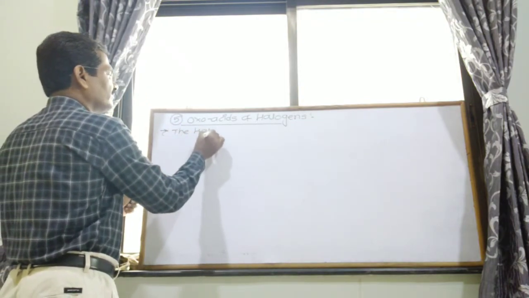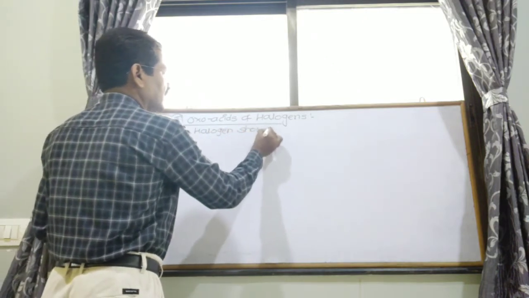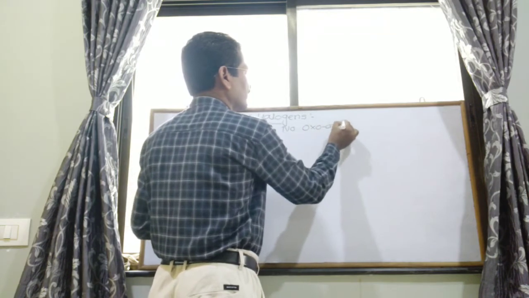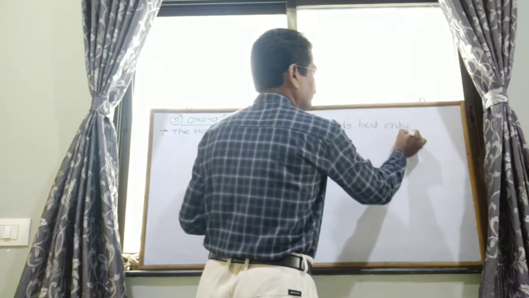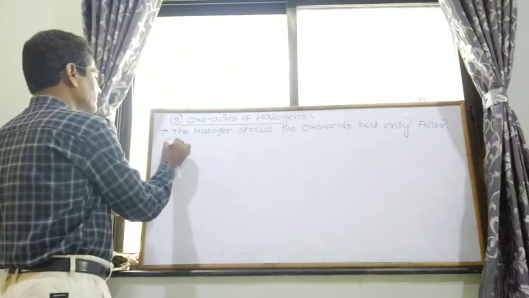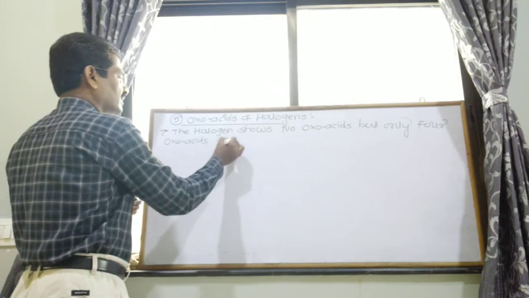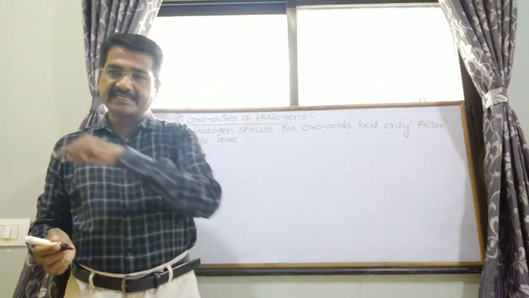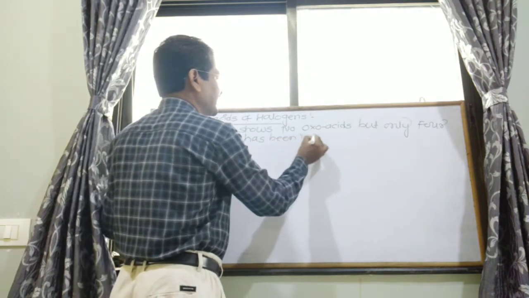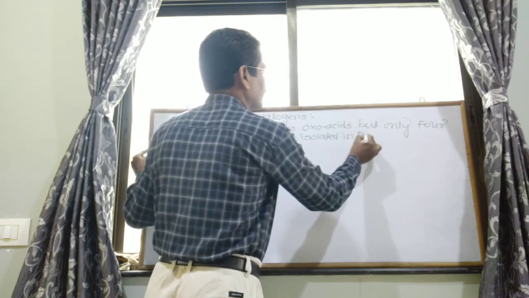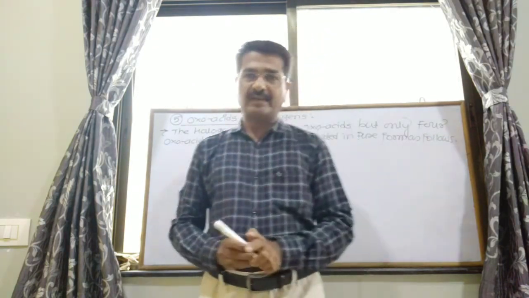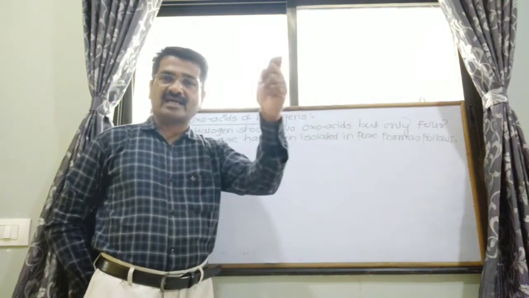The halogens show a number of oxoacids, but only 4 oxoacids have been isolated in pure form, as follows. Halogens can show a number of oxoacids, but out of that only 4 can be isolated in pure forms.